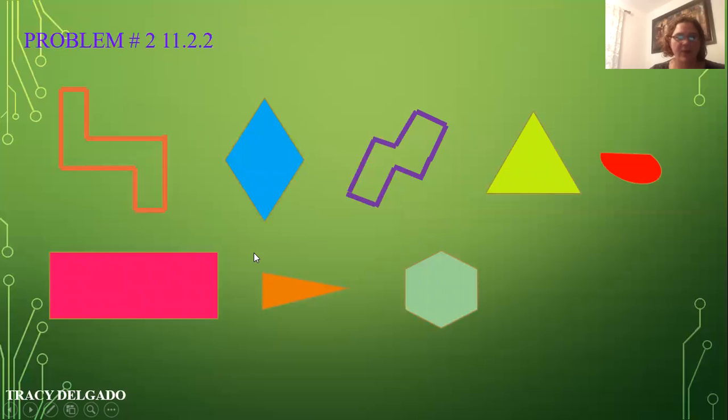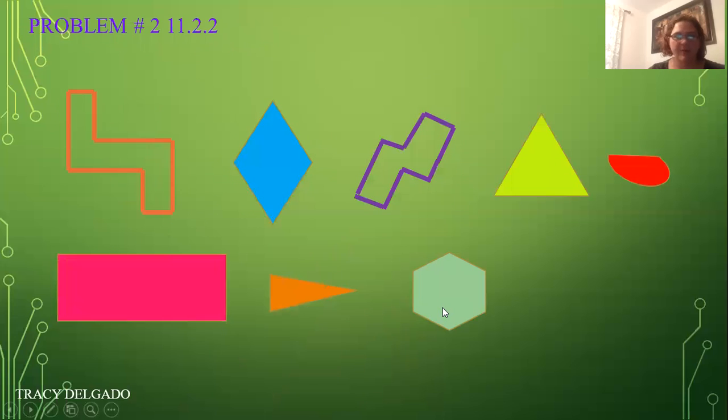Our next problem, we were given these shapes here. These two, I would call them Tetris shapes. Diamond, triangle, a half moon, rectangle, sideways triangle, and a hexagon. In our instructions, we are supposed to show one line of symmetry, but no rotational symmetry. Here's our lines right here for half moon, hexagon, half triangle, and rectangle.